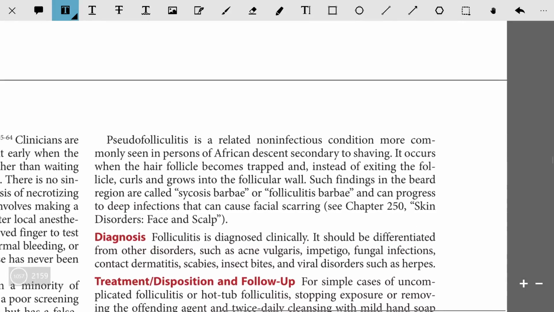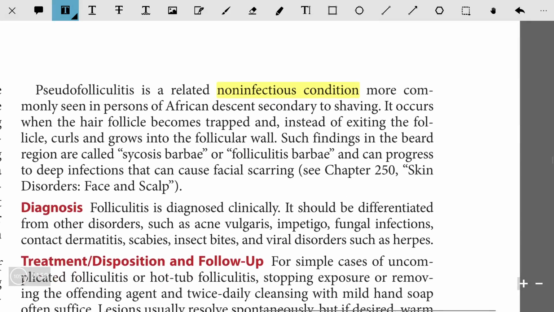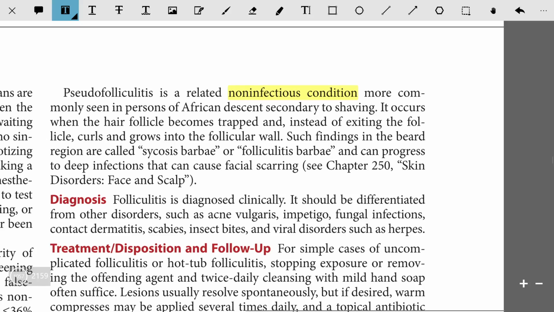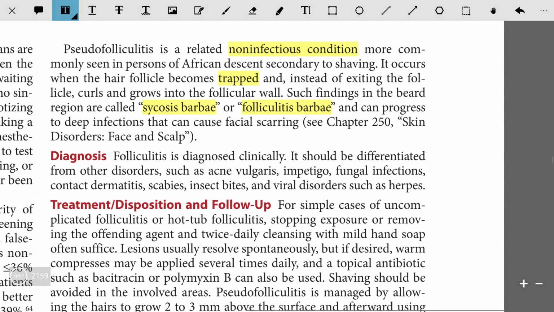Now, coming to pseudofolliculitis, it is a non-infectious condition more commonly seen in persons of African descent, secondary to shaving. It occurs when a hair follicle becomes trapped and, instead of exiting the follicle, curls and grows into the follicular wall. Such findings in the beard region are called pseudofolliculitis barbae or folliculitis barbae. I'll show you the picture of pseudofolliculitis barbae. It can progress to deep infection that can cause facial scarring.